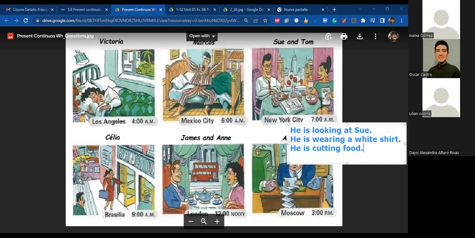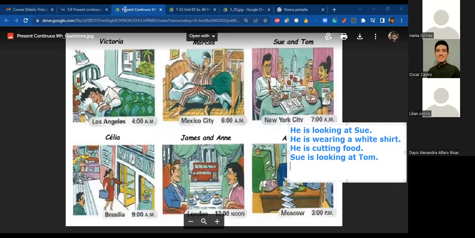Okay, and the girl, Sue? What is Sue doing? Sue is looking at Tom. Now she is drinking, right? She is drinking coffee, maybe, tal vez, ¿verdad? Coffee. What else? She is.